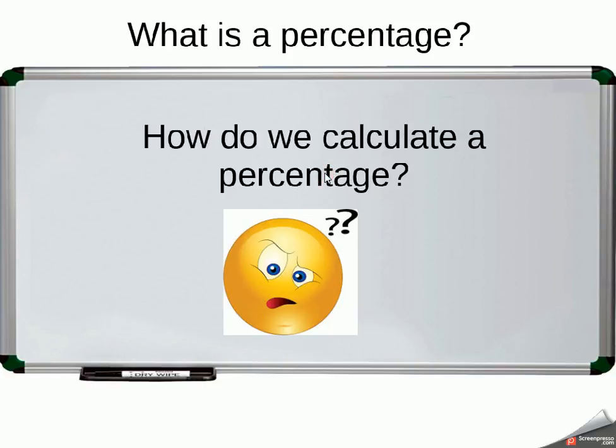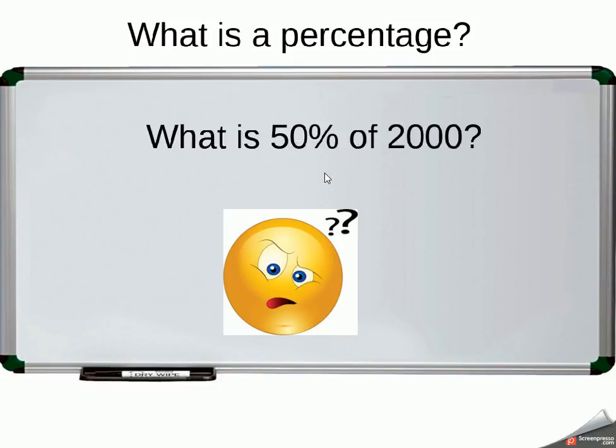So forgetting all that, how do we actually calculate a percentage? Well, for instance, I might want to know what 50% of 2,000 is. Perhaps I've got 2,000 people at a concert and I want to know what 50% of those is. Perhaps I've been told that 50% of them bought the best seat tickets, whilst 50% bought the second best seat tickets. How many of them bought the best? How many of them bought the second best? I need to calculate what 50% of those 2,000 is.